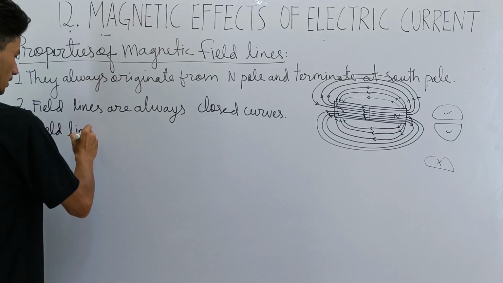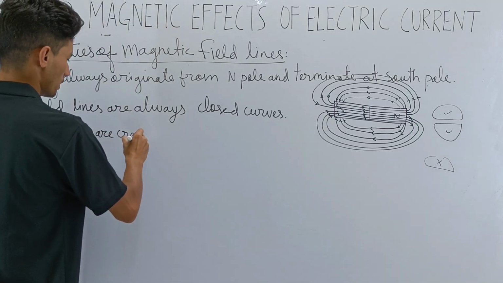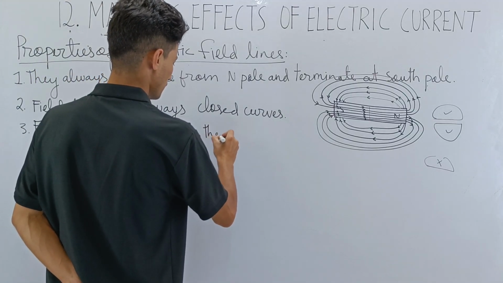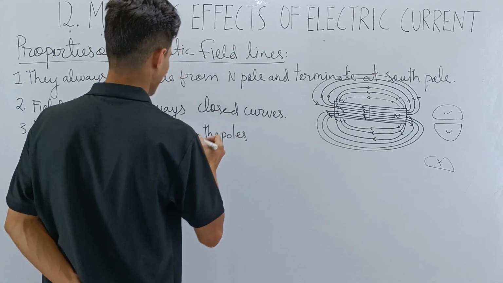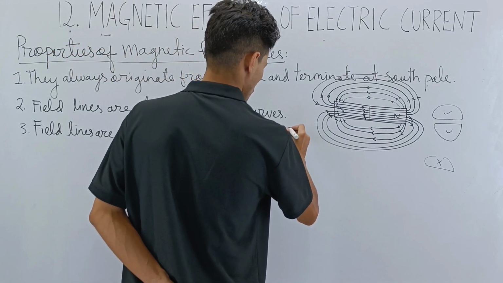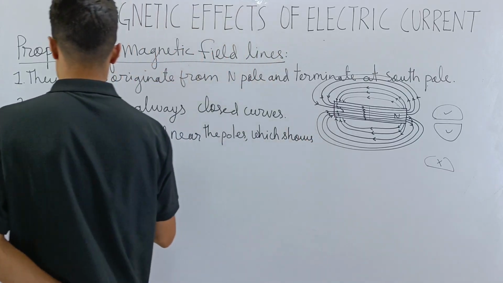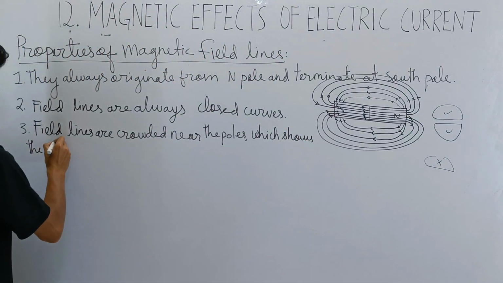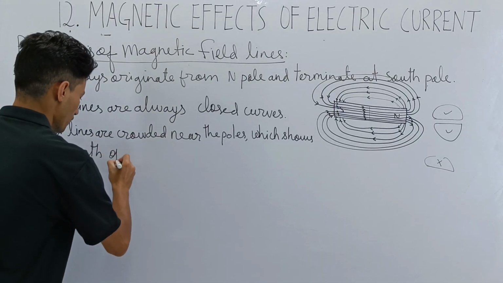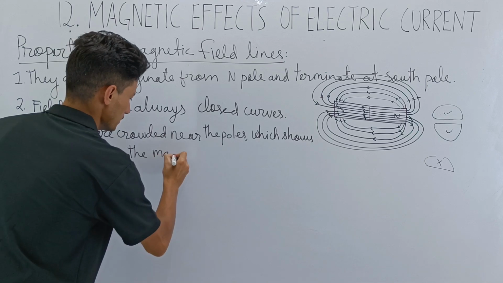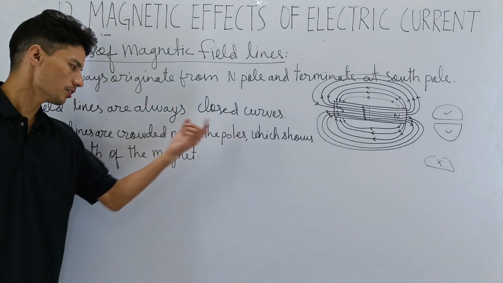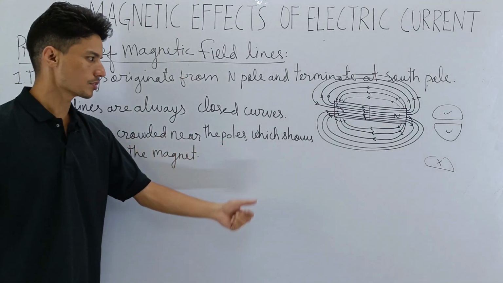Field lines are crowded near the poles. No doubt, field lines are crowded near the poles, which shows the strength of the magnet. The first part of the answer reads, field lines are crowded near the poles.